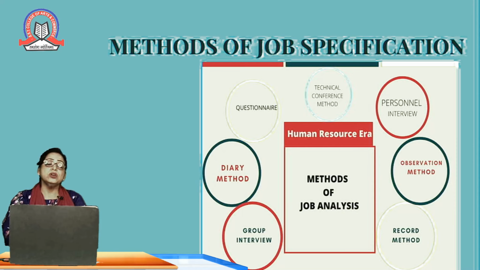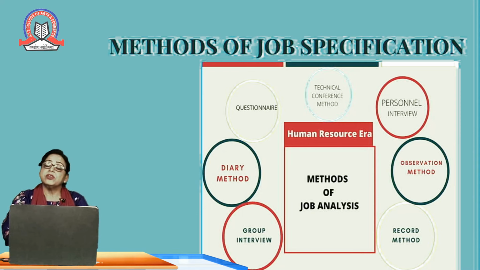Now let's move to specification. Job specification is specifying the requirements of a job which must be possessed in the form of qualities in the human resource. Let us see what are the methods of job specification. How we can specify the job.